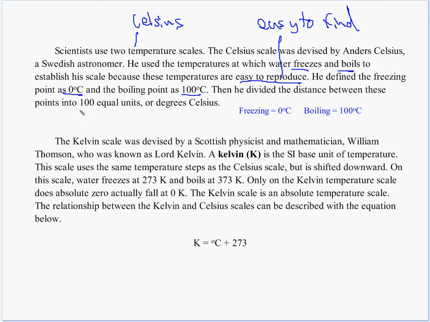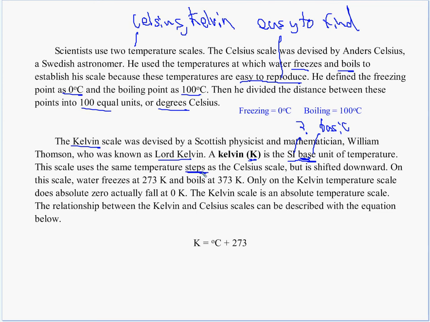Then he divided the distance between these points into 100 equal units, or degrees, Celsius, okay? And then it says the Kelvin scale, that must be the other one. So Celsius and Kelvin. The Kelvin scale was devised by a Scottish physicist and mathematician, William Thomson, who was also known as Lord Kelvin. Now that would be a cool name, Lord Kelvin. A Kelvin, K, is the SI base unit. I'm not really sure what SI means, but I know base is like basic unit of temperature.